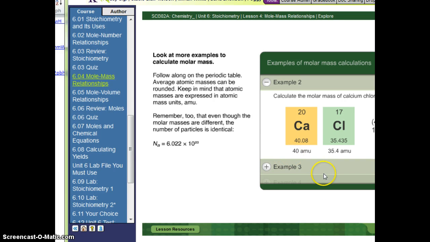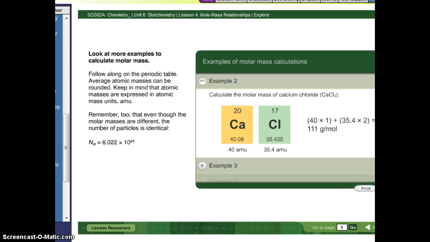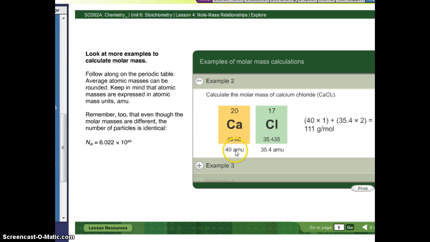So now we have CaCl2. So I'm going to say it again, CaCl2. So see if you can figure that one out on your own. Hit the pause button. And there's one calcium, two chlorines. So we take 40 for the one calcium plus 35.4 for the chlorine, but we have to times that by 2, and that gives us a total of 111 grams per mole.